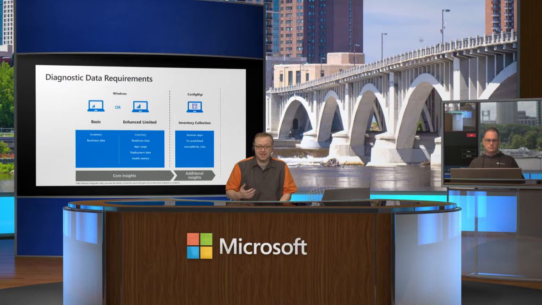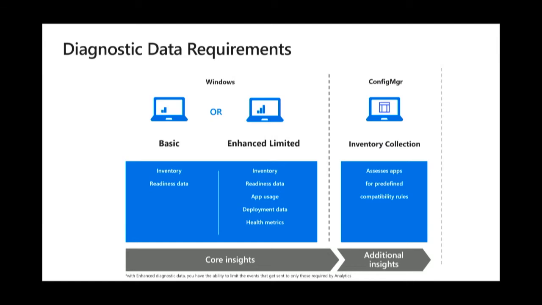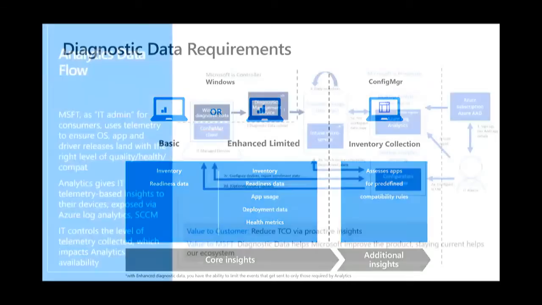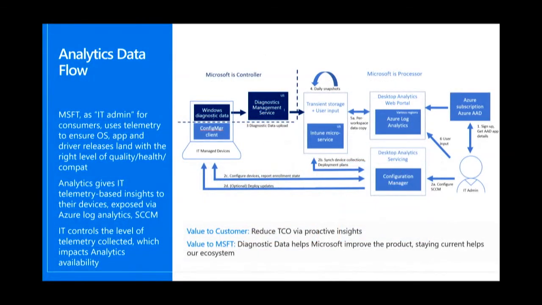So let's talk about that data because everybody's going to want to talk about the data estate. So let's cut to full screen on top of this one. As a reminder, there's basic or enhanced limited, and then there's also the Configuration Manager stuff. If you look at the delta, you're essentially saying app usage, deployment data, and health metrics are part of the enhanced limited. If you're at enhanced limited, you can do the vast majority of everything we've talked about. And then of course, you're going to get the assessed app inventory and stuff from Config Manager for predefined compatibility rules. All the Config Manager analytics come along for the ride as well, because it is doing, for lack of a better term, some edge caching of that stuff.